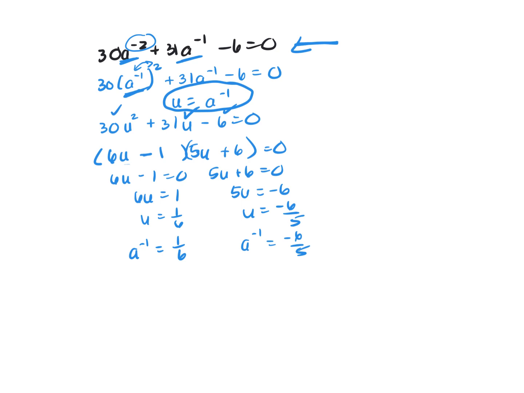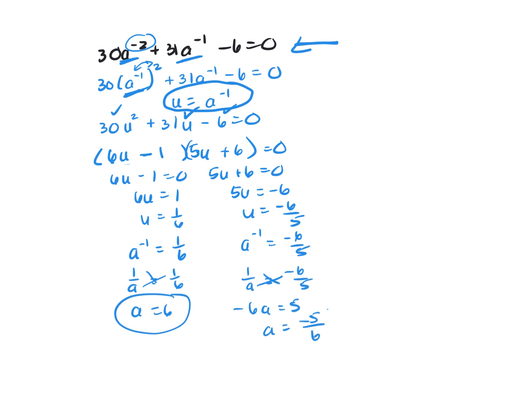Now let's solve each one of these equations. A to the negative 1 is 1 over a equal 1 sixth. Cross multiply, and you get a equals 6 as one solution. And then a to the negative 1 is 1 over a equal negative 6 fifths. Cross multiply, you get negative 6a equal 5. A equals negative 5 sixths. So there are your two solutions.